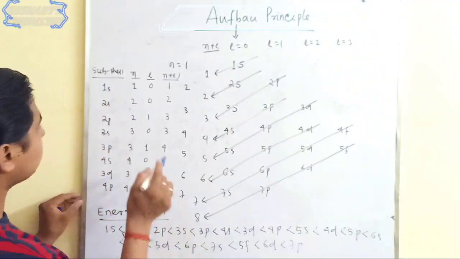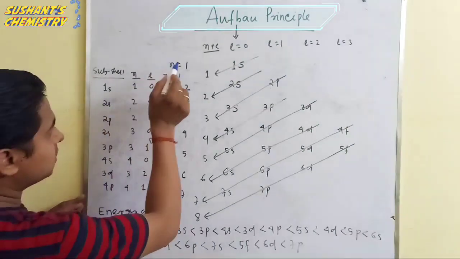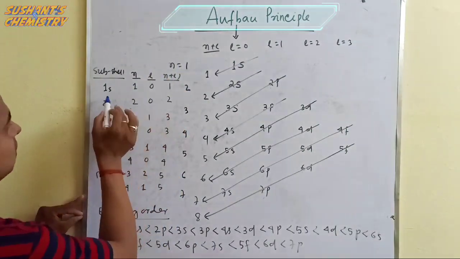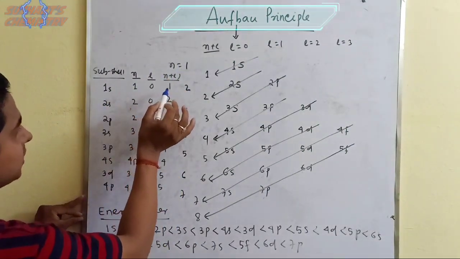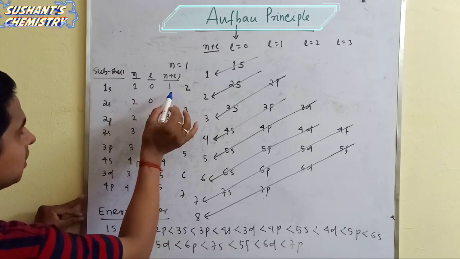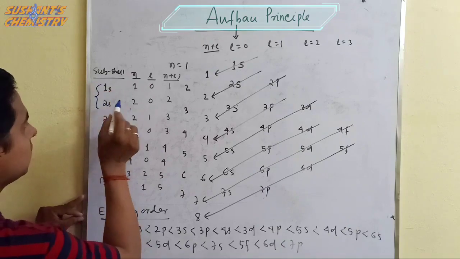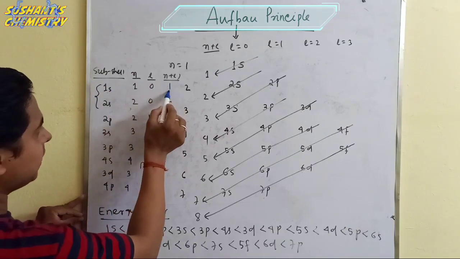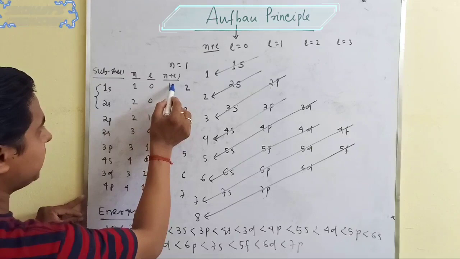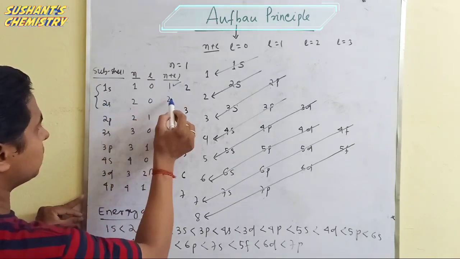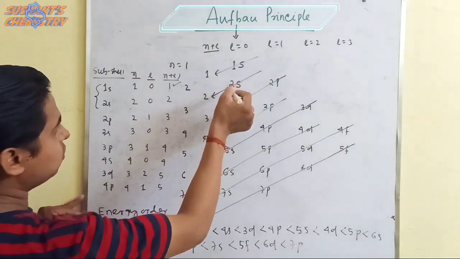This is according to the n plus l rule. The subshell with the lowest value of n plus l has the lowest energy and is filled first, that is 1s or 2s. Between 1s and 2s, 1s has the lowest value of n plus l, that is the lowest energy, so it is filled before 2s: 1s, then 2s.